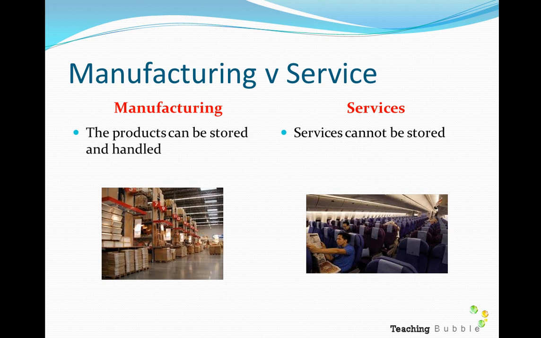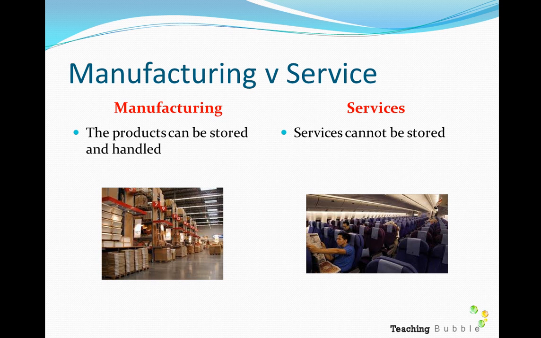Another key difference is that manufacturing products can be stored and services cannot be stored. So here, this is just a small clip of, I think it's IKEA's warehouse. Now, they've got their full warehouse. If they don't sell all those products in one day, and it would be amazing if they did, because then they'd be out of stock, but they can store them for future so that they're always in stock. So they can be stored.